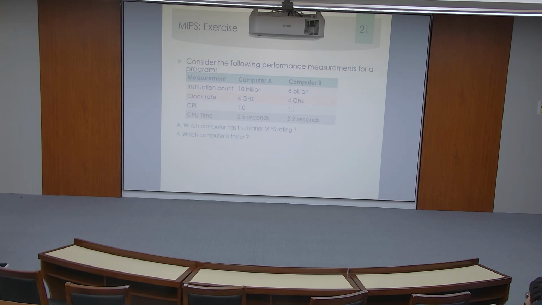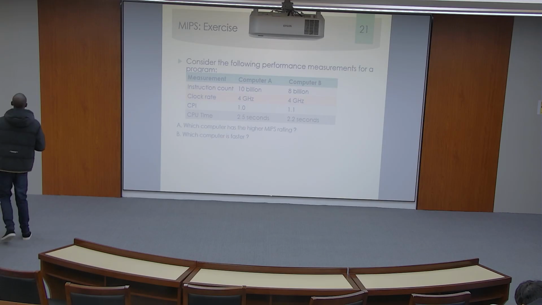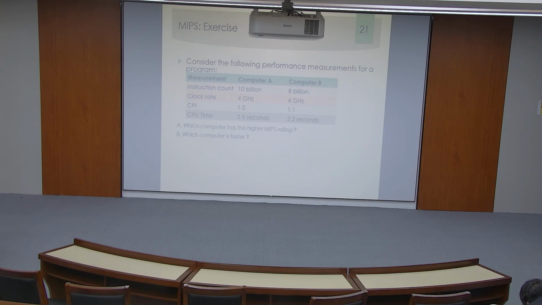Computer A? How many? 4,000. So you have million instructions per second for computer A. That is instruction count, how much is it? 10 billion, right? Execution time for computer A is 2.5 times 10 to the power of 6. That is 4,000, right?